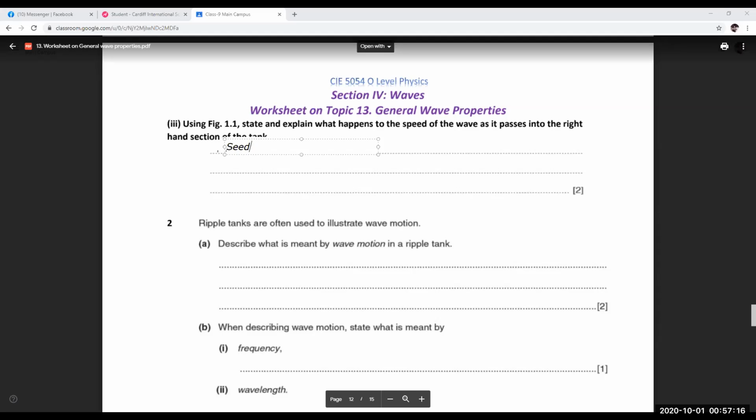Speed decreases as the wavelength decreases. Are you writing, everyone? Yes, sir.